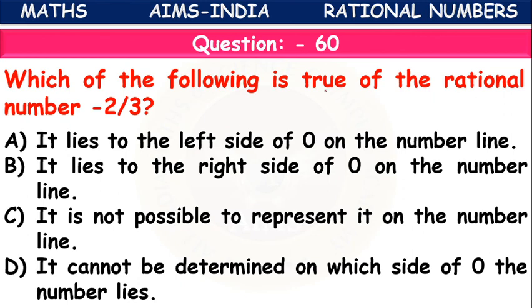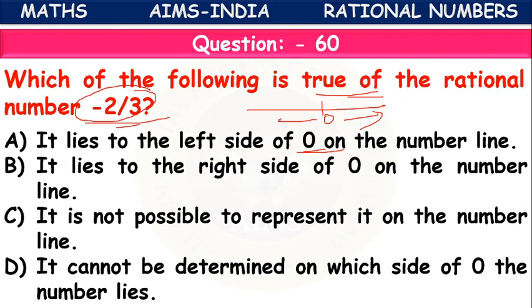Which of the following is true of the rational number minus 2 by 3? It is a negative rational number. It lies to the left side of 0 on the number line. On the number line, this is 0. On the right side, positive rational numbers lie. On the left side, all negative rational numbers will be there. So they told left side. So A option is true.